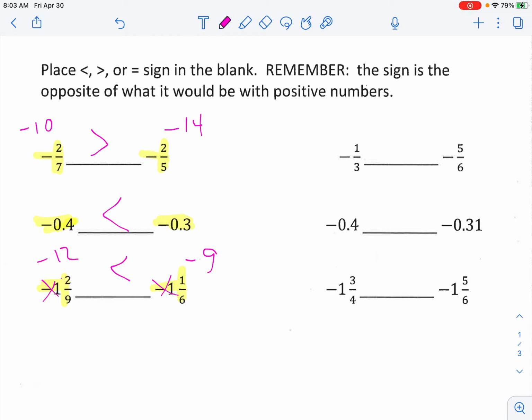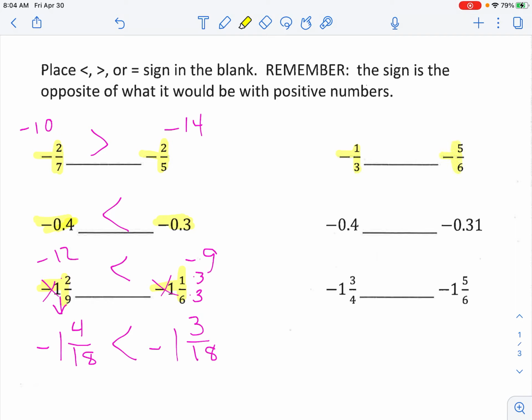You could also make common denominators. If you wanted to use the denominator 18, you could do 9 times 2 and 2 times 2. So -1 2/9 equals -1 4/18. And then over here, 6 times 3 and 1 times 3. So that equals -1 3/18. So -1 4/18 is less than -1 3/18.